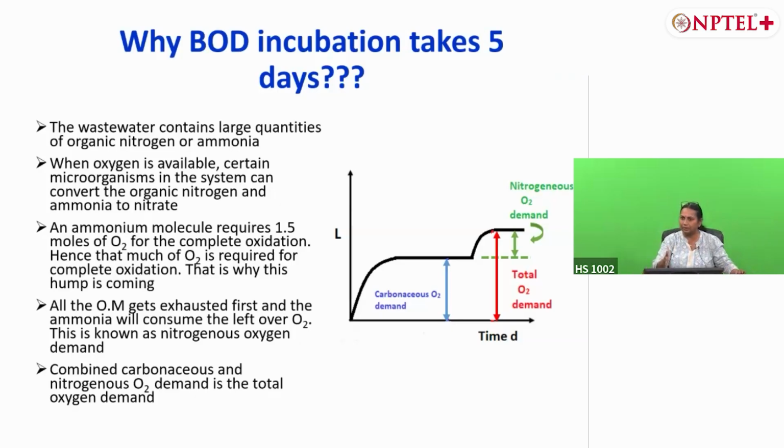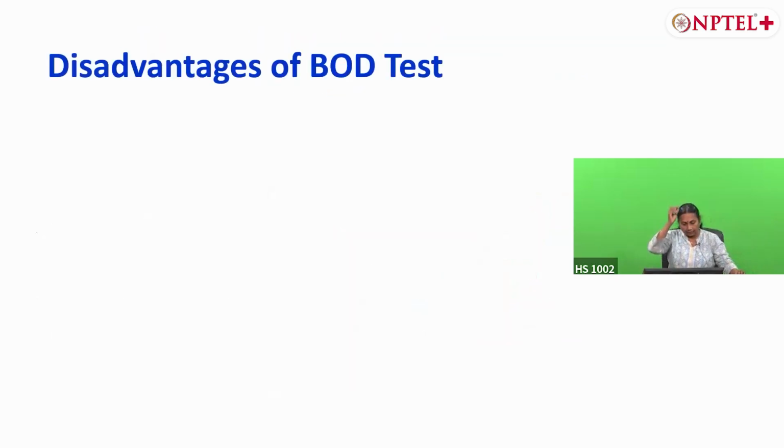Why 5-day BOD? Because we are interested in the carbonaceous oxygen demand, and most of the carbonaceous oxygen demand will be obtained within 5 days. That's why we are going for 5 days. But there are disadvantages of the BOD test. One is that it is time consuming, because in this fast moving time, nobody will wait for 5 days.